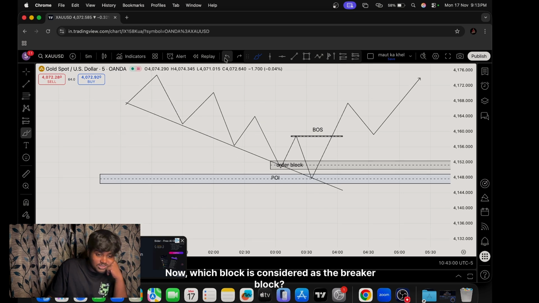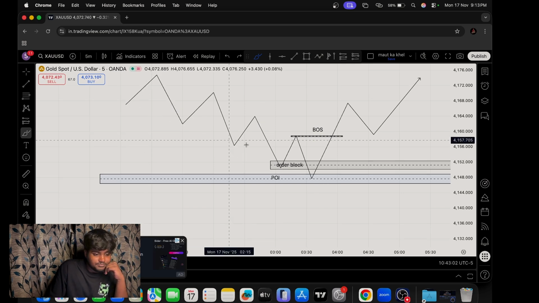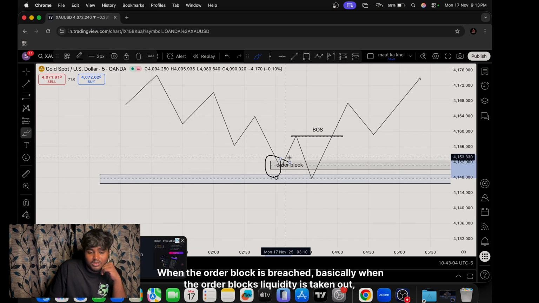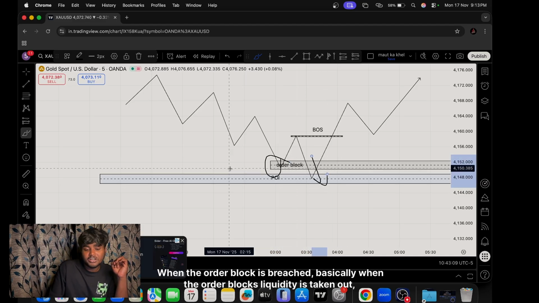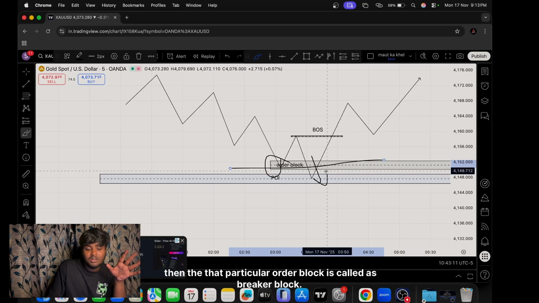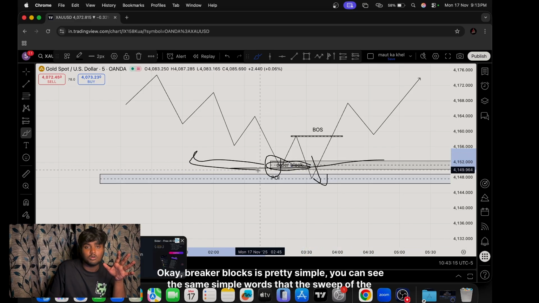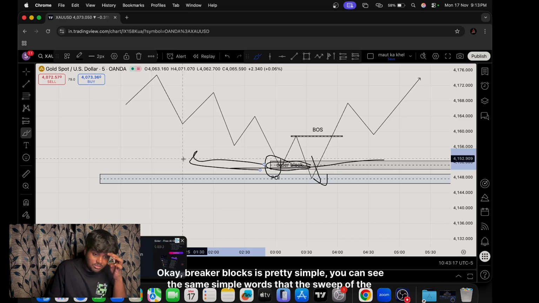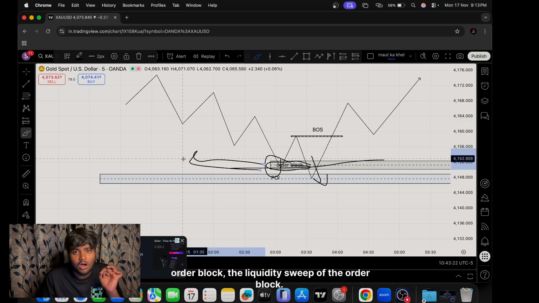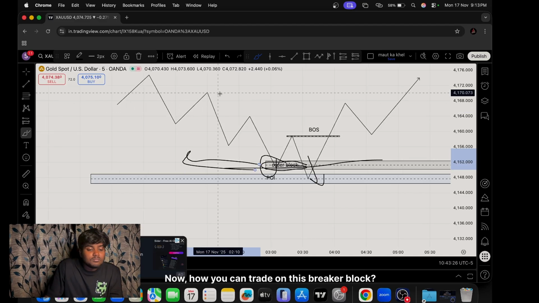Now which block is considered as the breaker block? When the order block is breached, basically when the order block's liquidity is taken out, then that particular order block is called a breaker block. Okay, breaker blocks are pretty simple. In simple words, it is the liquidity sweep of the order block. Now how can you trade on this breaker block?